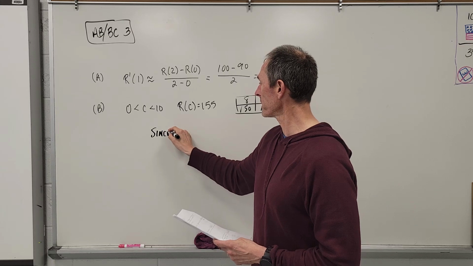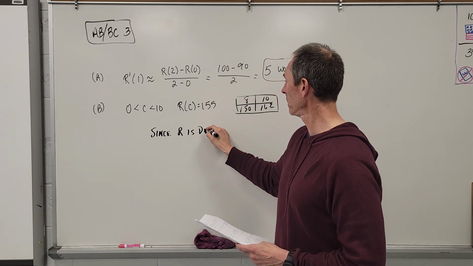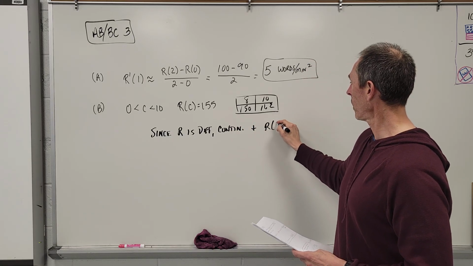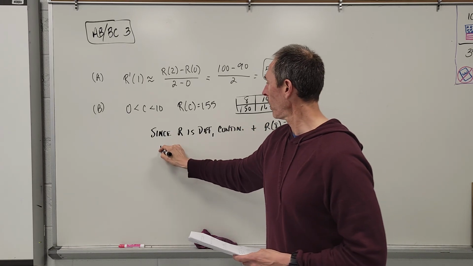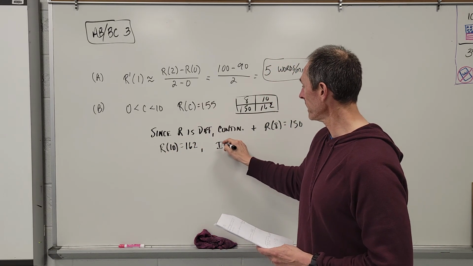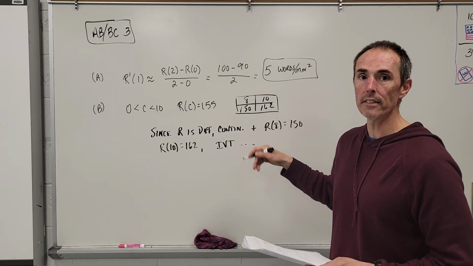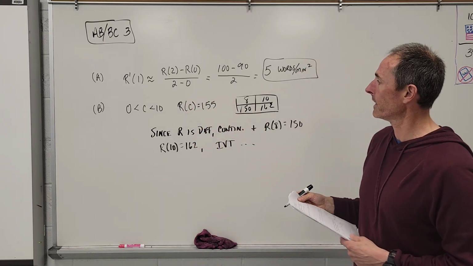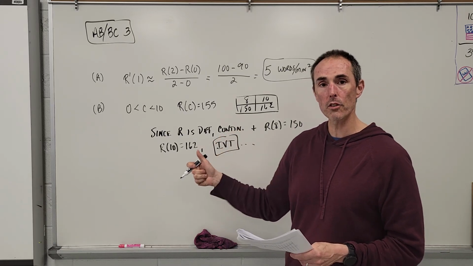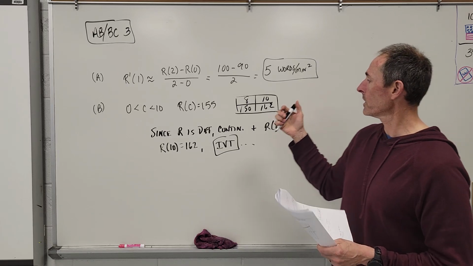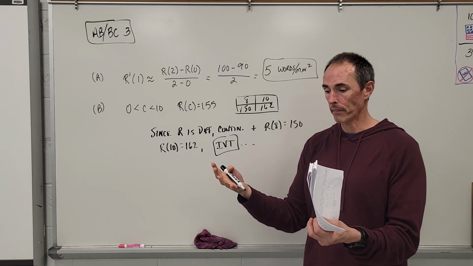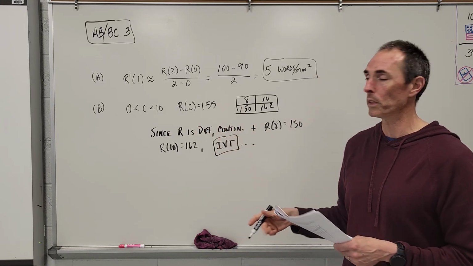Since, I'm not going to write it all out, but since r is differentiable and therefore continuous, right? And since r of 8 is equal to 150, r of 10 is equal to 162, right? The IVT, or intermediate value theorem, guarantees a value C inside of 0 to 10 such that r of C equals 155. So we want to make sure we hit on those conditions for the intermediate value theorem, which is continuity, right? Also the values of r of 8, r of 10, just to add those values in there to show that 155 lands between those.